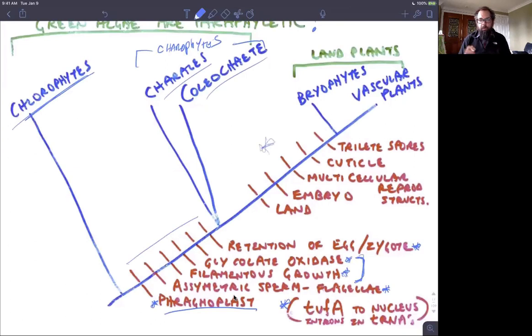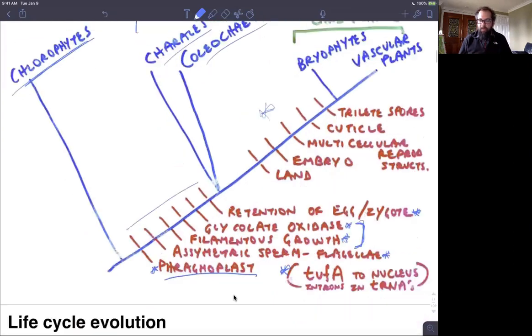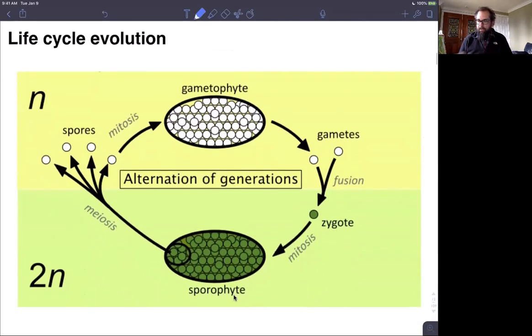Okay, the other thing that's shown on this slide is a bunch of synapomorphies for land plants. And I'm going to go through all of these synapomorphies one by one as we go on. But before we do that, I want to come to one of the main things that I'll emphasize throughout this lecture, and that's the life cycle evolution that we see in plants. And so plants actually have a different life cycle than the life cycles that we are used to thinking about. And this is a life cycle that we call the alternation of generations.